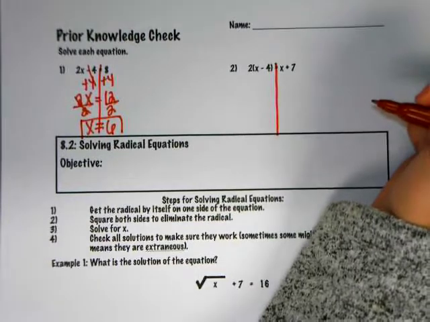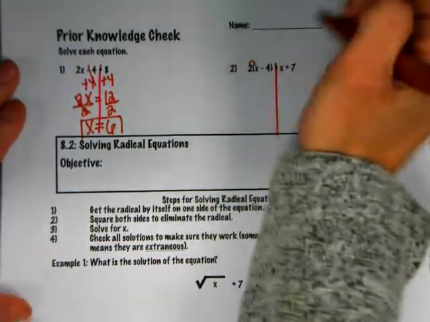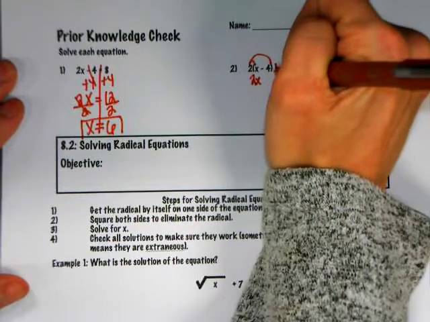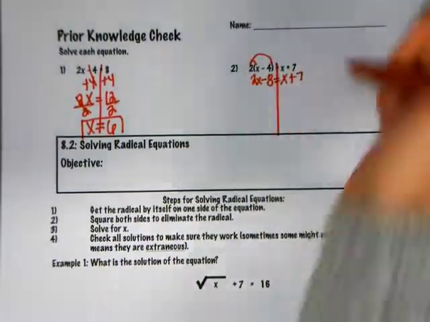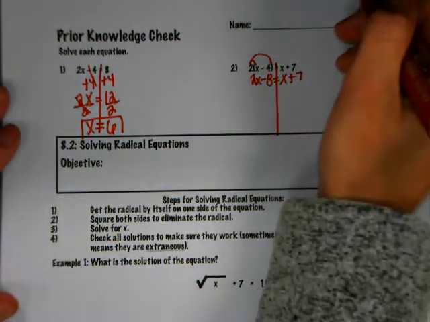Okay. On this one, what would you do first? Yep, distribute. So it's 2 times x, 2x, and 2 times -4? -8. Okay, and then there's no like terms on either side separately. So then what would I do?